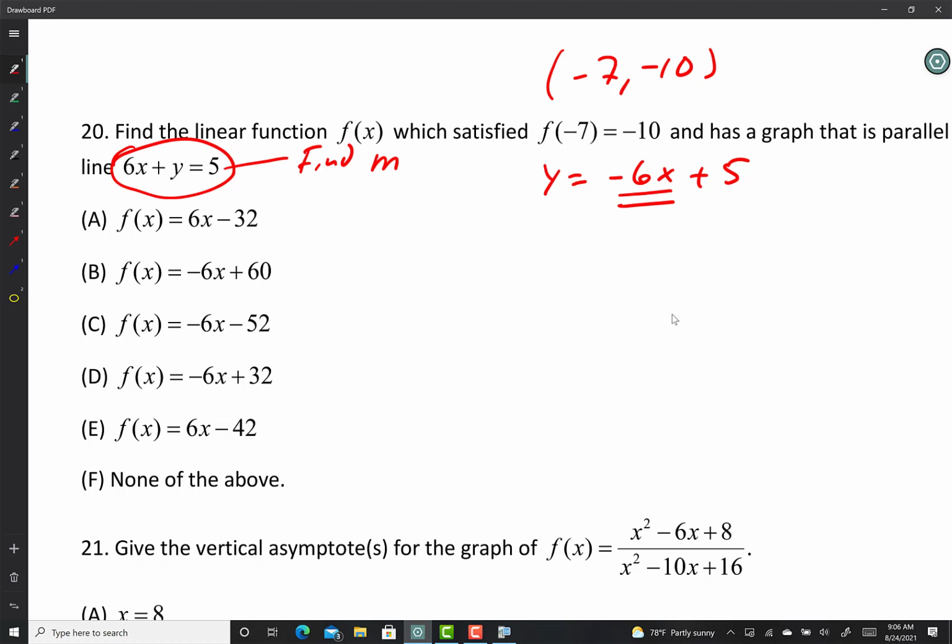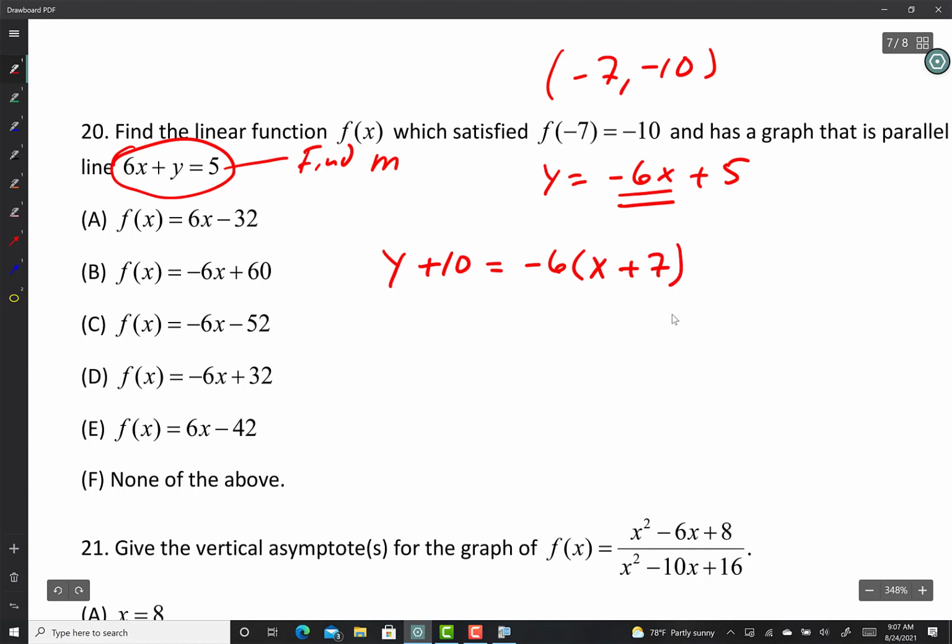If we're going to be parallel, the slopes must be the same. The slopes must be the same if they're going to be parallel. So here we go. Y minus a negative 10, so that turns to a plus. I'm using my point slope form. Equals negative 6, parenthesis, x minus a negative 7, so that's going to turn to a plus.